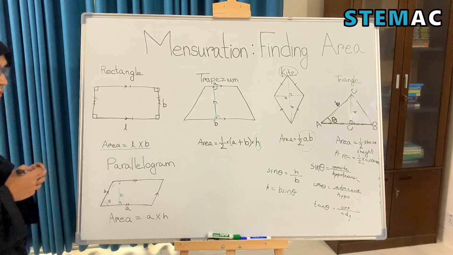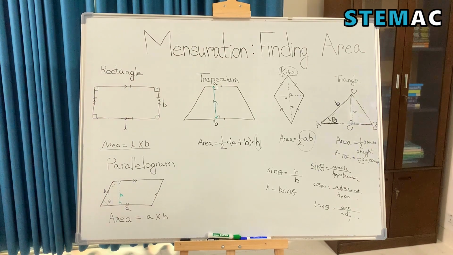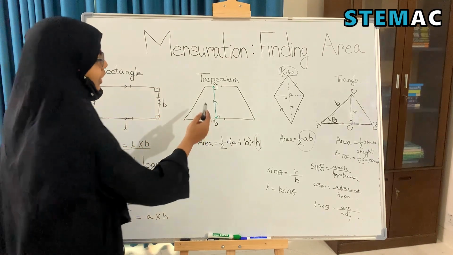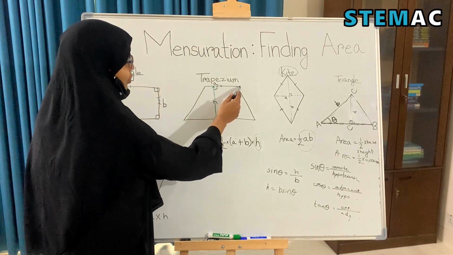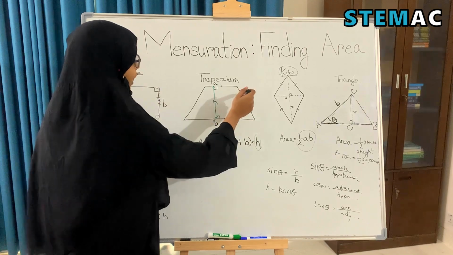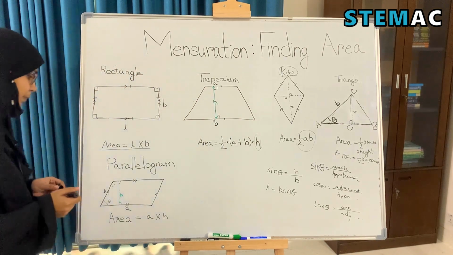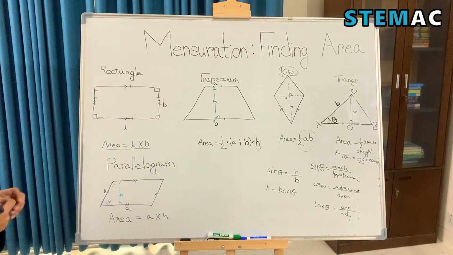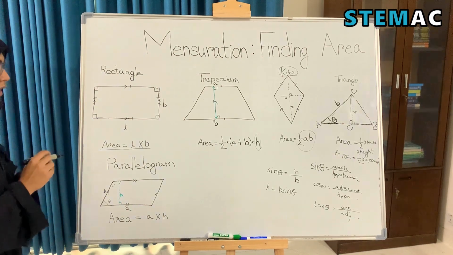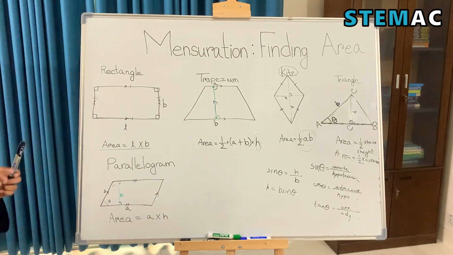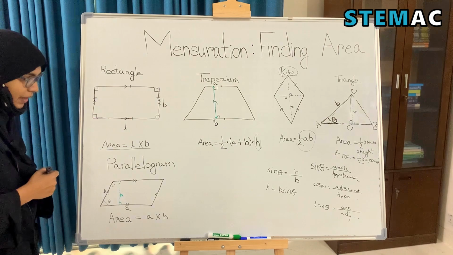A parallelogram can be a trapezium, but a trapezium is not a parallelogram, because in trapezium these two sides are not equal in length, and also these two sides are not parallel and equal in length. So, a parallelogram is a trapezium, but a trapezium is not a parallelogram.